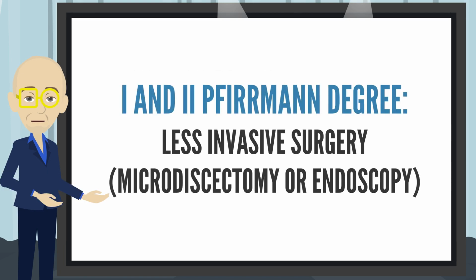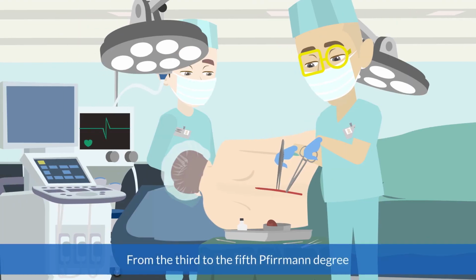With a score that is placed between Pfirrmann first and second degree, less invasive surgery can be considered, via microdiscectomy or endoscopy. From the third to the fifth Pfirrmann degree it's probably necessary to resort to a more invasive surgery of decompression and arthrodesis, which can be posterior, lateral or anterior depending on the patient's needs, also restoring the values of lordosis curvature of the lumbosacral spine.